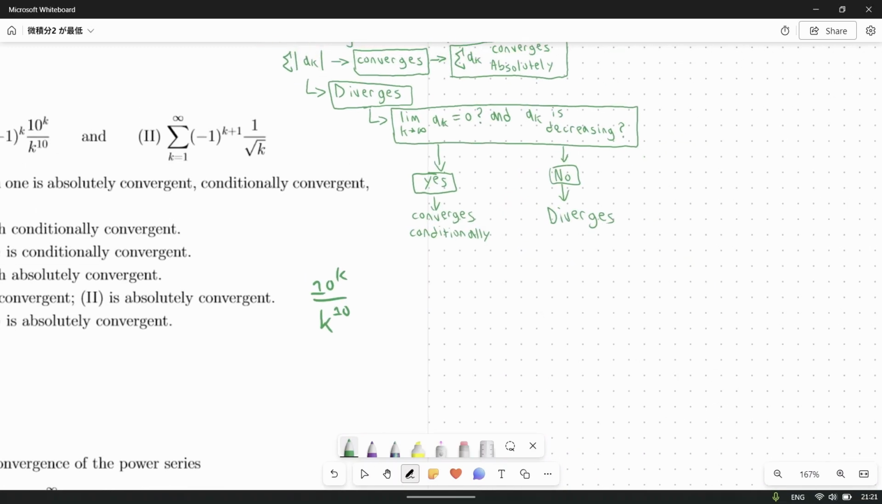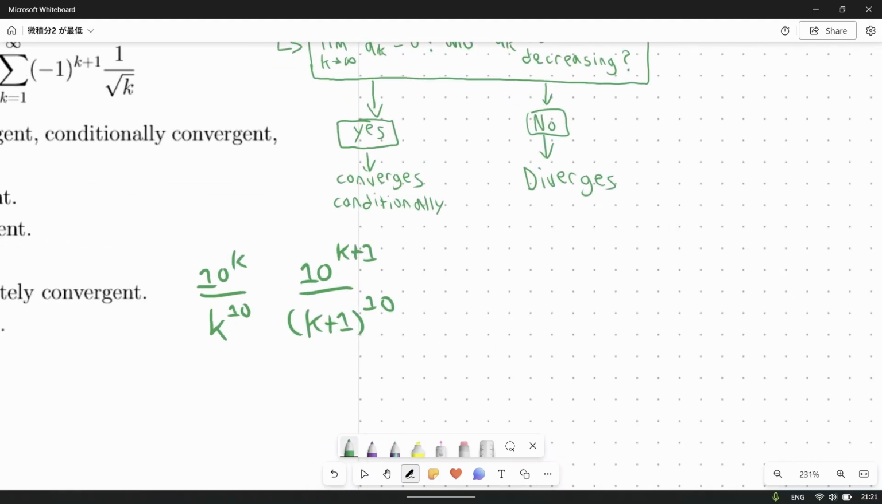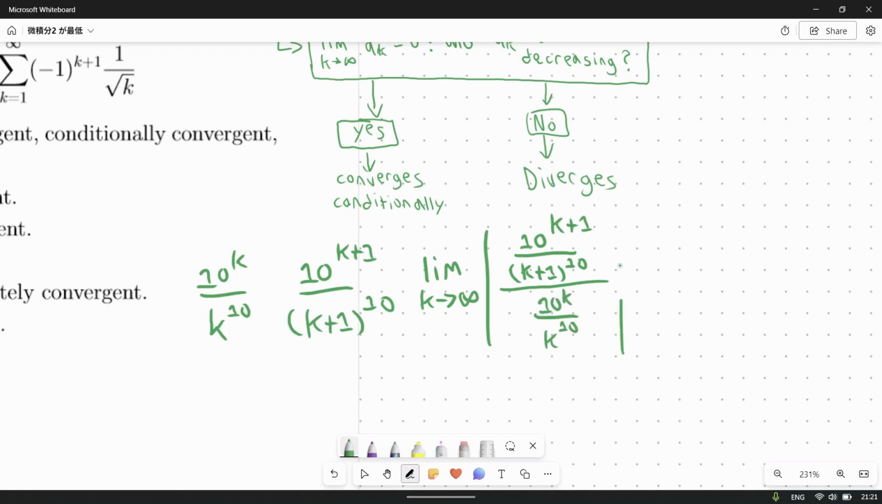What that entails is you need to come up with another test series that takes the form of 10 to the k plus 1 over k plus 1 to the 10th power. Then you want to take the limit as k approaches infinity of the absolute value of our k plus 1 series, 10 to the k plus 1 over k plus 1 to the 10th power, over our original series of 10 to the k over k to the 10th.